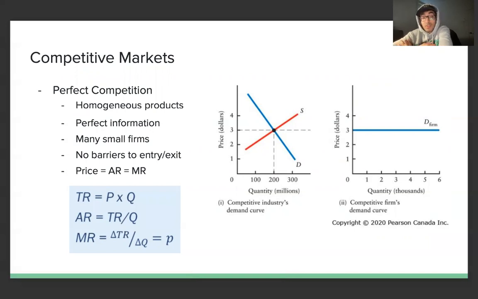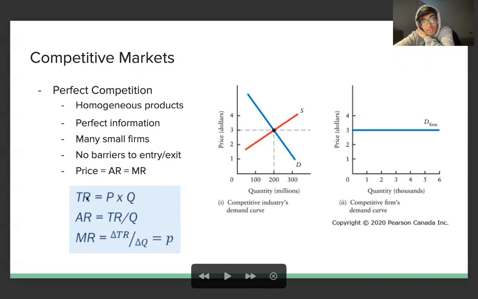So you have homogeneous products, which is saying all the products in the market are the same. There's perfect information everywhere. And you have a large number of small firms. There are no barriers to entry and exit, so any firm can enter, any firm can exit. And then the price is equal to average revenue equals MR, and we'll see why that's the case.